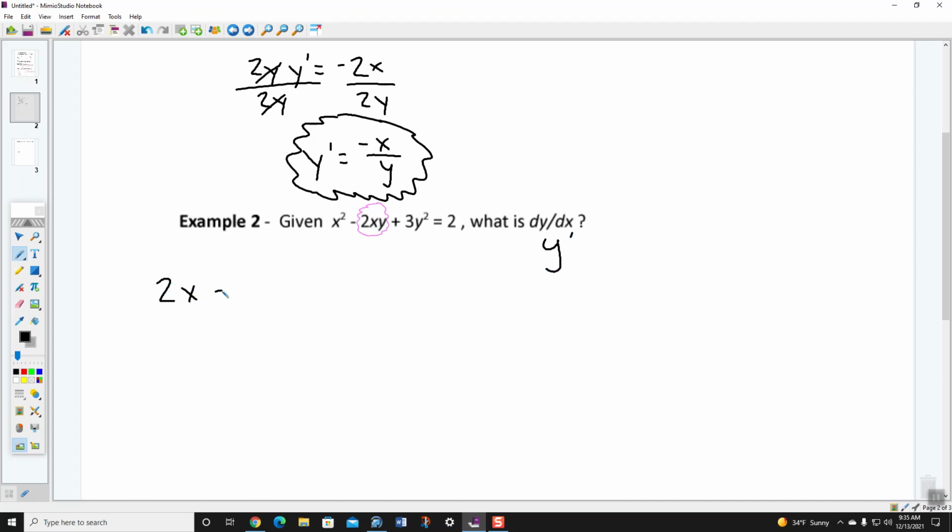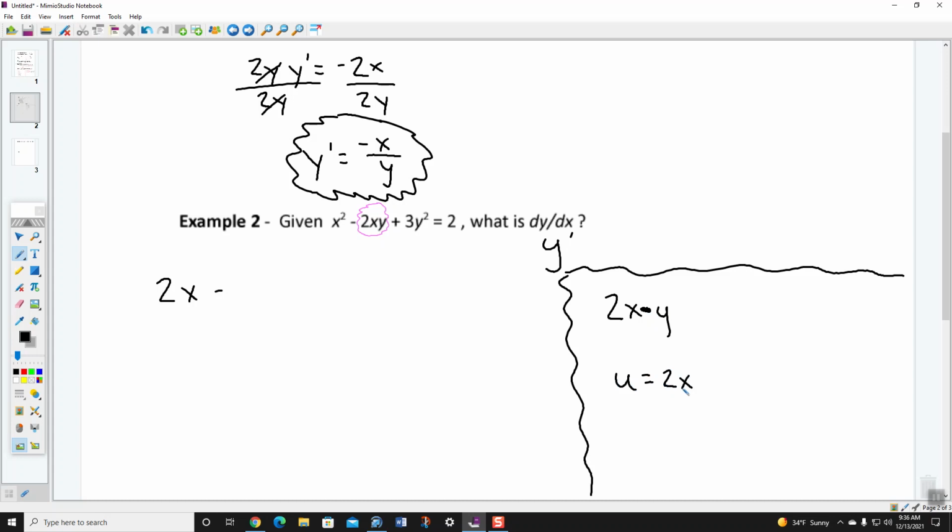Okay, this is where things can get tricky for us. I'm going to put a little work over here. The part that scares me is that 2xy. That's like 2x times y, isn't it, friends? Isn't that a product of like a 2x and then a y? So I'm going to use product rule for these two. I'm going to treat u as 2x, and I'm going to treat v as your y value.